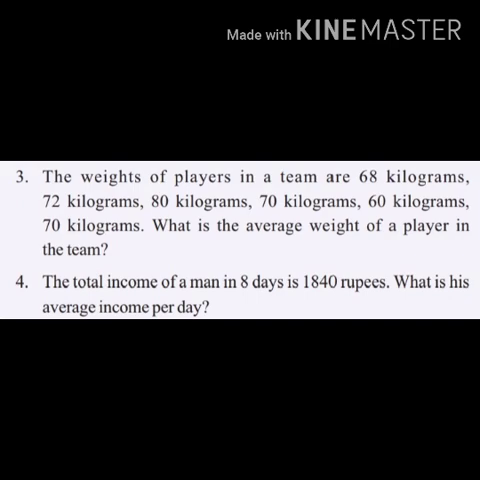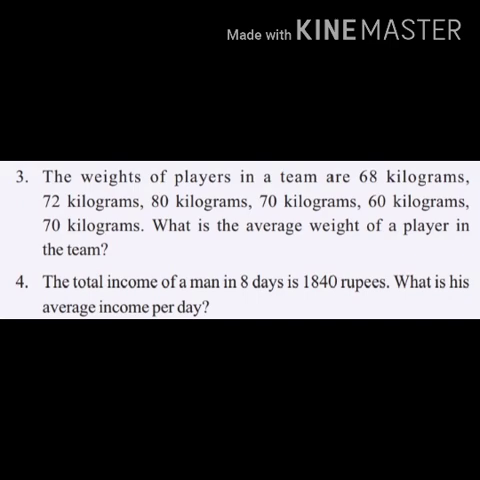First of all, just add the 6 persons' weights. Take the total of the weights and divide it by the number of players in that team, that is 6. Just divide the total by 6. We will get the average. You should write it yourself.